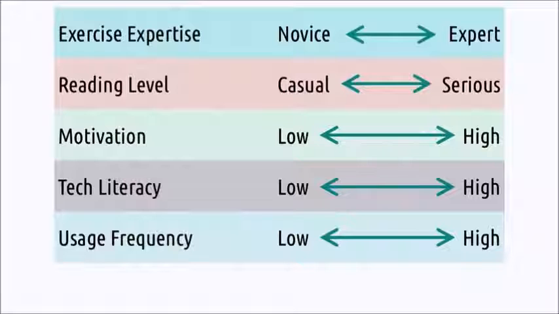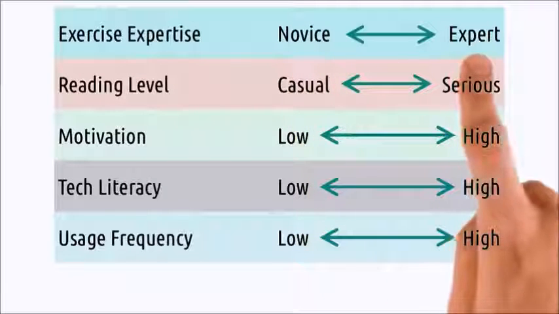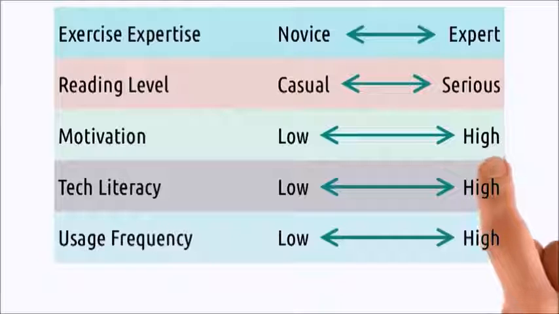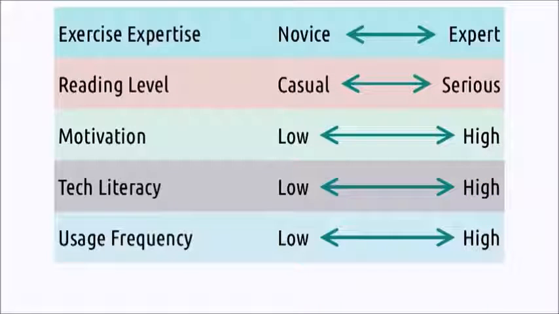We can ask ourselves, do we care about novice users or expert users, or both? Do we care about users that read casually, that read seriously, or both kinds of users? Do we only want to cater to users that are highly motivated to use our app, which can make things a little bit easier on us? Or do we want to assume that it won't take much to stop them from using our app? Can we assume a pretty high level of technological literacy, or are we trying to cater to more casual users as well?